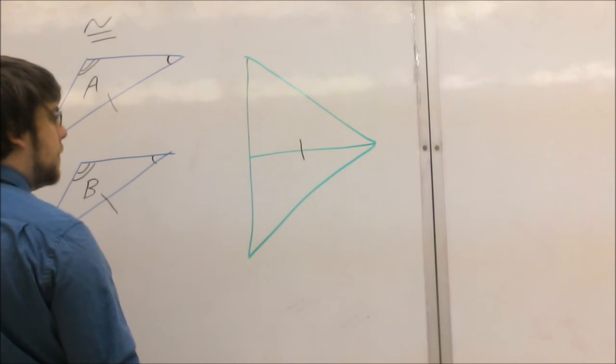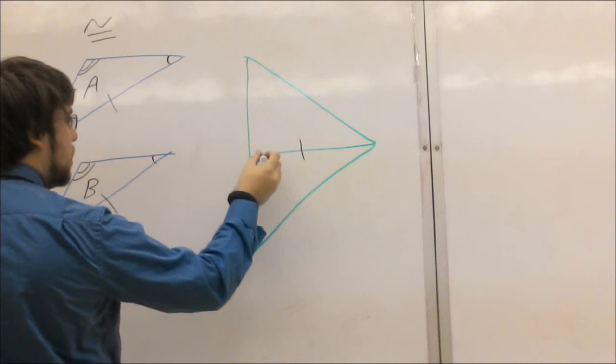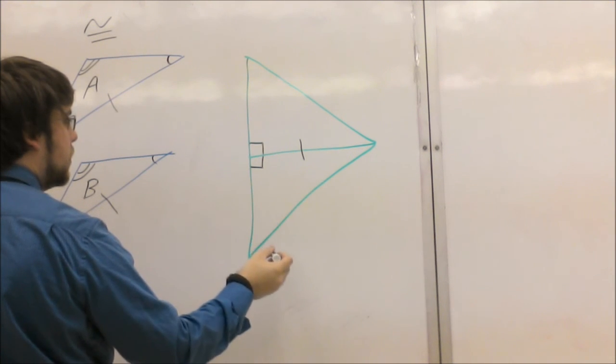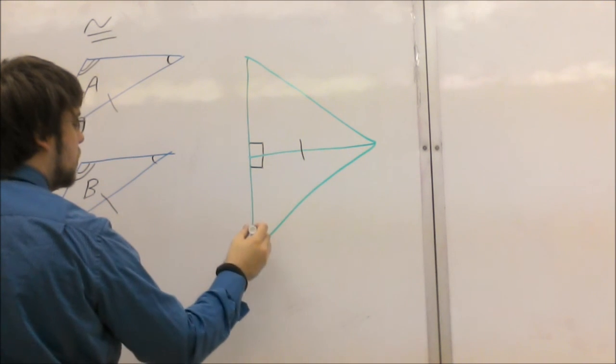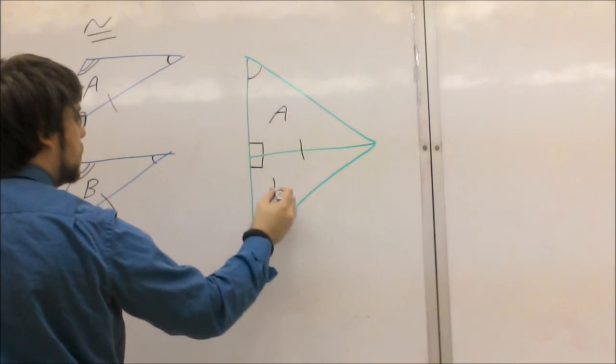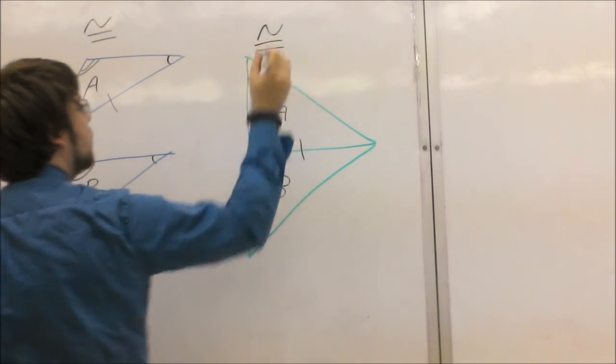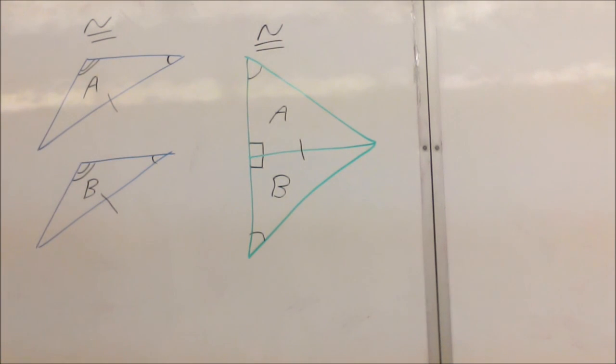Looking at this one, reflexive property. That one's always congruent. Now if I just pick this angle here, making a 90-degree angle, because all 90-degree angles are congruent, I can't have it up there. I have to have it down here. And that'll give me my A and B congruent by my angle, angle, side postulate.